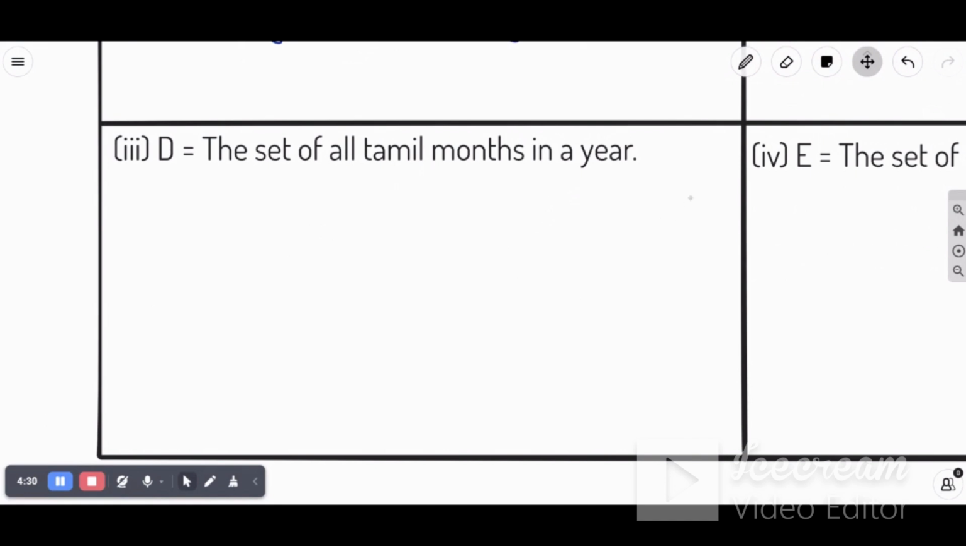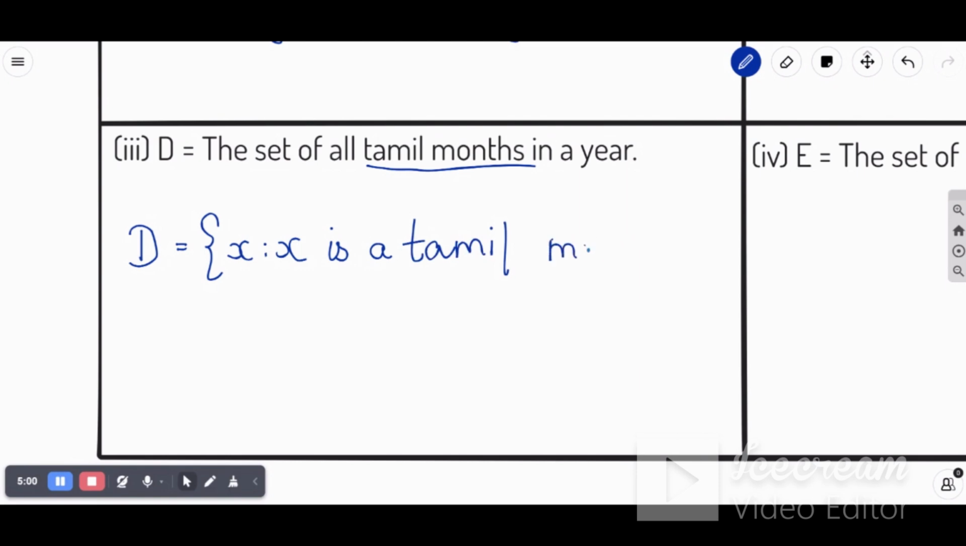D is equal to the set of all Tamil months in a year. So let's start building our set. D is equal to x such that x, you have to put it as is. If needed, you can change it to an, or you can leave it as is. Analyze here: set of all Tamil months in a year. So we can write it as x is a Tamil month, and then the further things will be the same. Tamil month, sorry, we have to write it as Tamil month because it's singular, in a year. The remaining wordings will be as such.